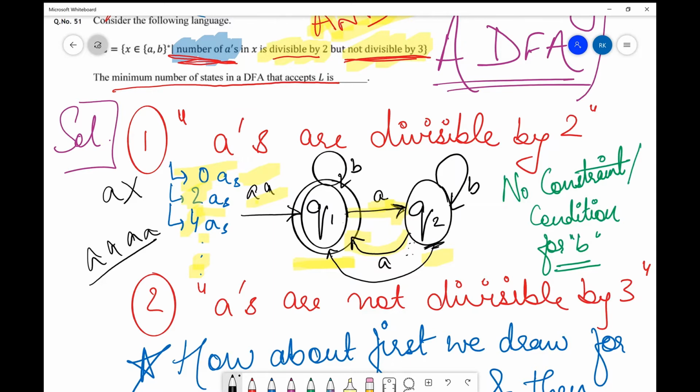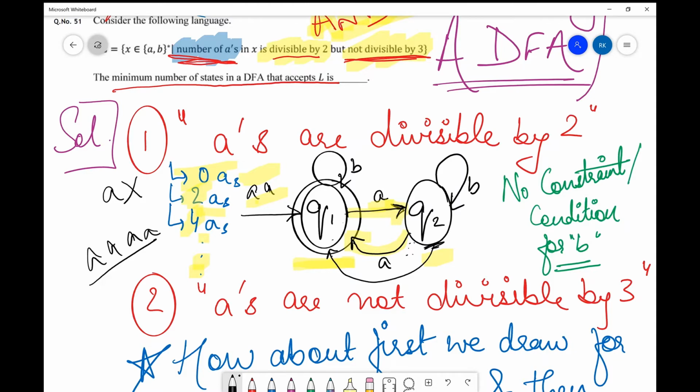But now what about B? There was no constraint or condition on B. Therefore, B's can occur everywhere, in whatever amount you require. So I have inserted the self loops of B on Q1 and Q2, right? You take as many B's as you require. Since there is no constraint on B, we simply insert a self loop of B.